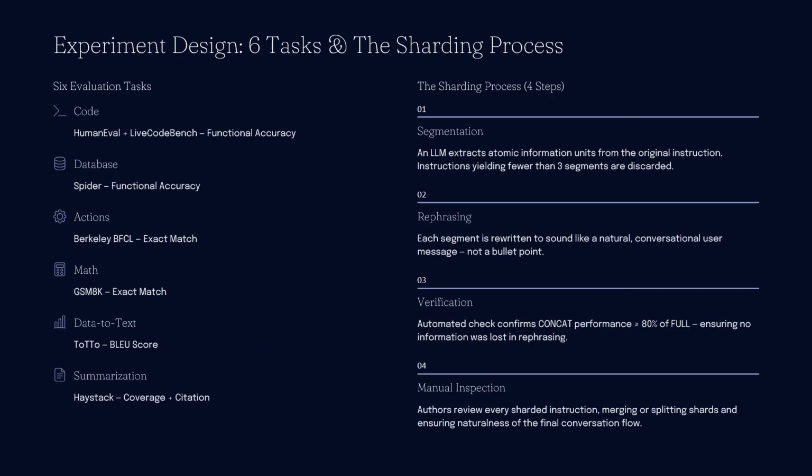Six tasks cover both programming and language: code, database, actions, math, data-to-text, and summarization. Each uses its original benchmark metric. Sharding is a four-step process: segment the instruction, rephrase each piece conversationally, verify no information was lost, then manually inspect every result. Every sharded instruction was a human-reviewed process.